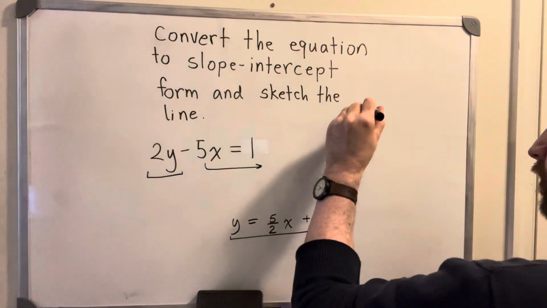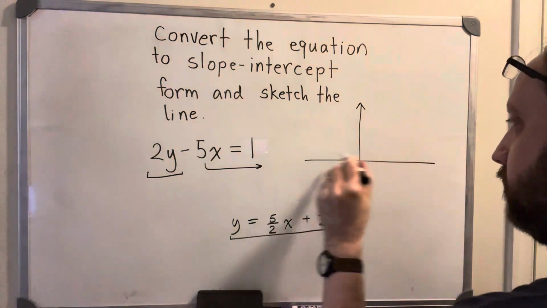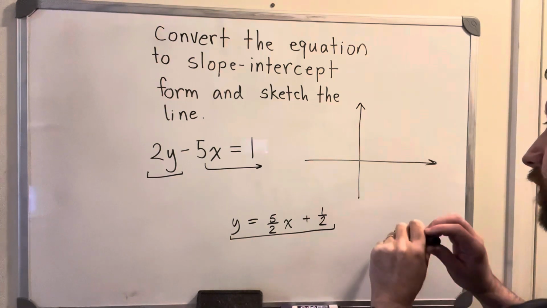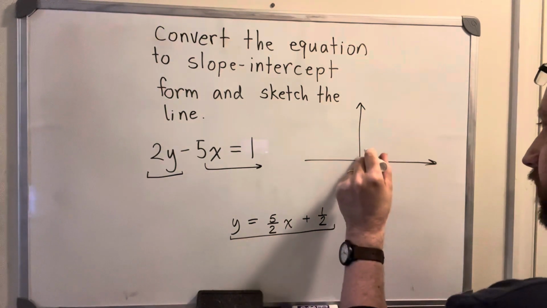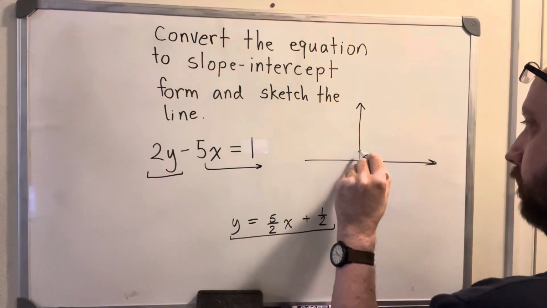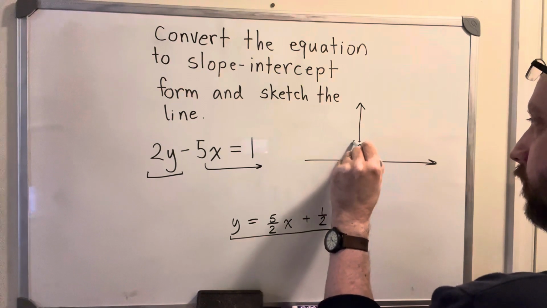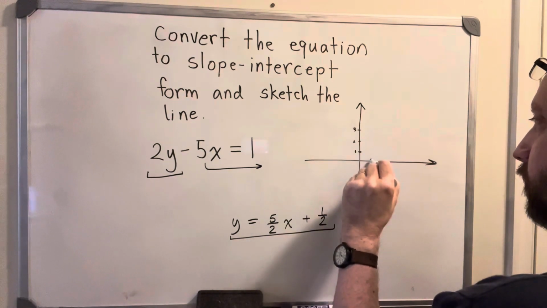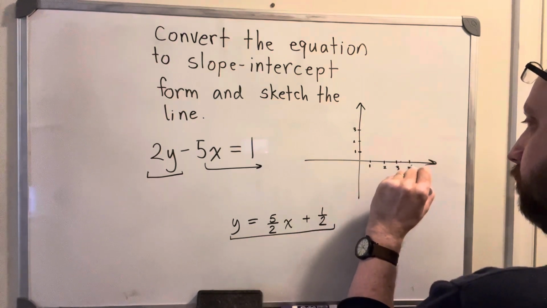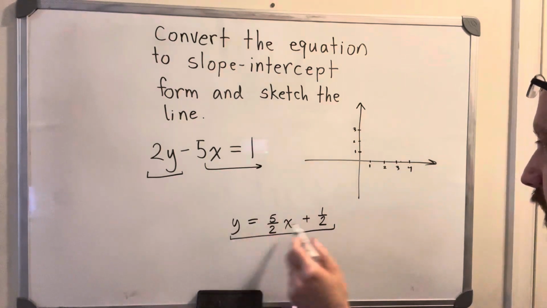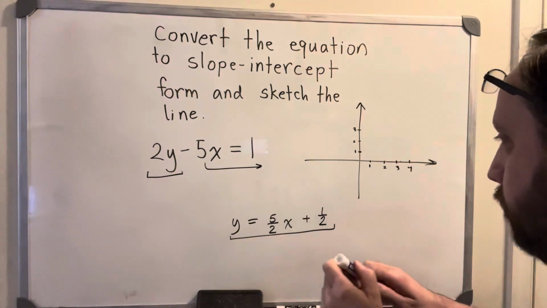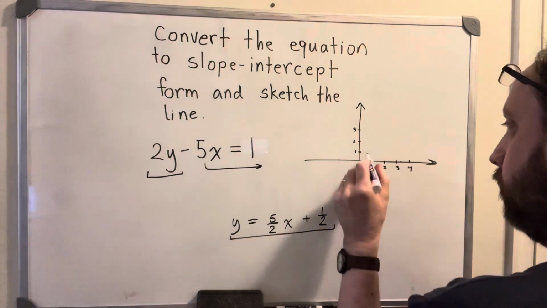Okay, here's the coordinate axis to sketch this line. The y-intercept is at 1/2. Let's mark 1, 2, 3, 4. The y-intercept is at 1/2. So let's draw a point halfway to 1 right here.